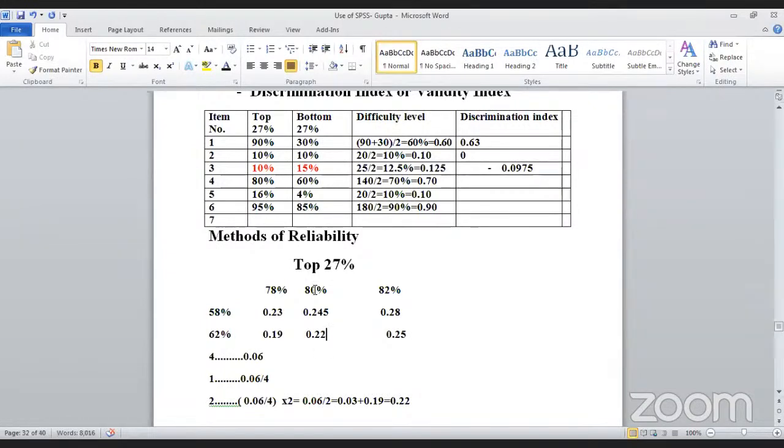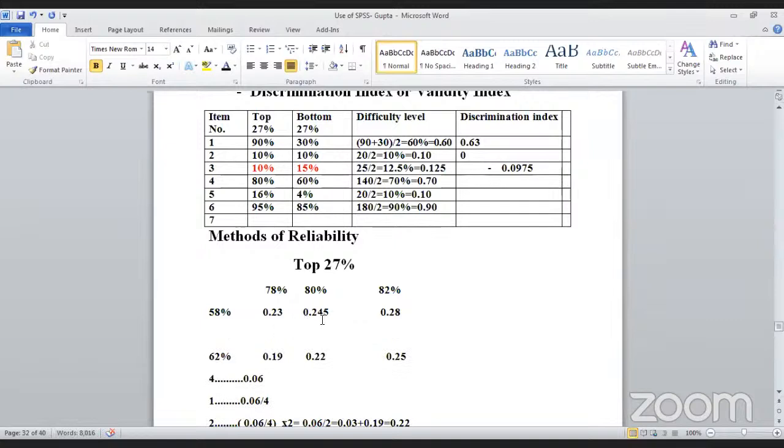So I have got the value for 80. Now I want value for 60. Now I have to calculate the value of 60. So 60 will be somewhere here. And if I calculate the value of 60, how will I calculate? That when it is 58%, then the value is this. And when it is 62%, the value is this.